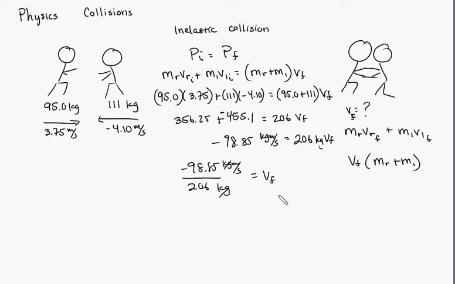So this divided by 206 and you get negative 0.47985 equals velocity final. We started with 3 sig figs. I'm just going to end with 3 sig figs. So the 8 rounds that up. So you have 0.480 meters per second equals velocity final, and it is negative.